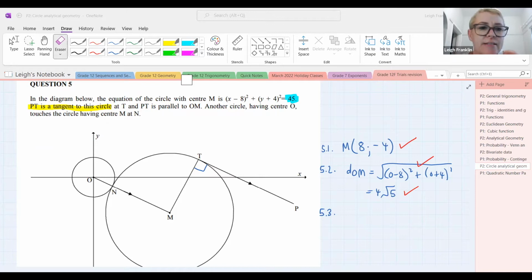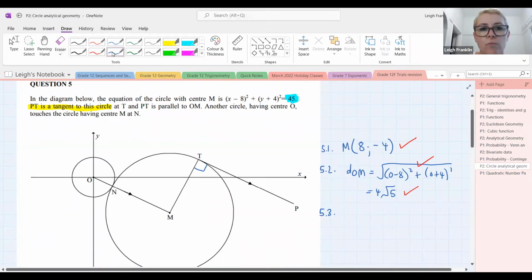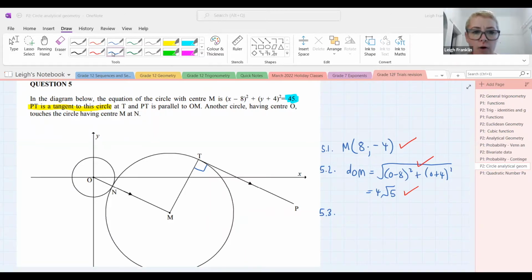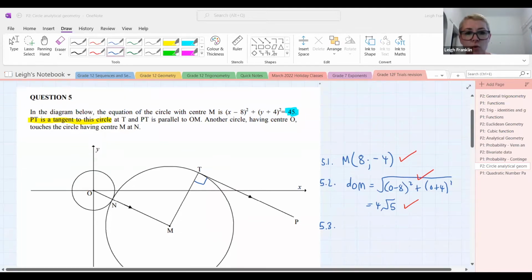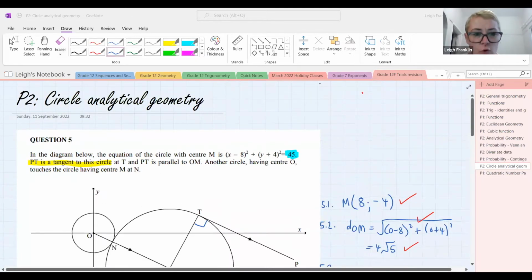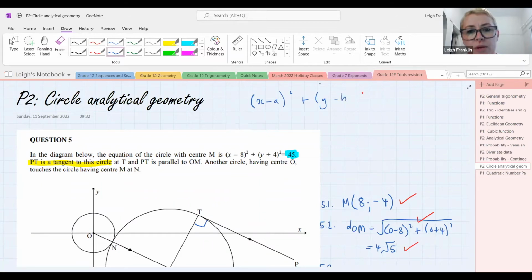What have I highlighted here in blue, guys? What does this 45 represent? Remember, this is the equation of my circle, right? So what does that 45 represent? What does it mean for us? Okay, so it's the radius squared, isn't it? Because remember, the equation of a circle in center radius form is x minus a squared plus y minus b squared equals r squared.